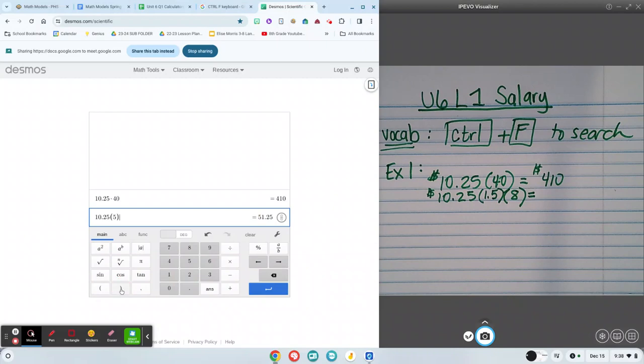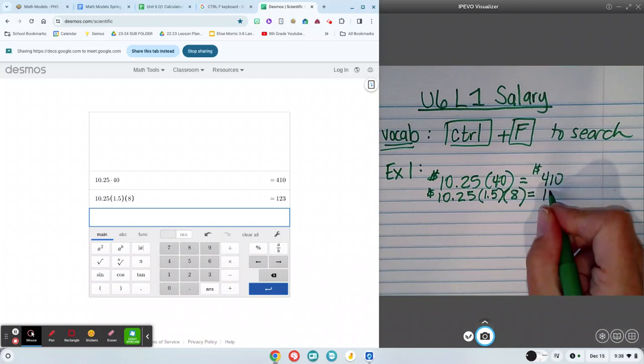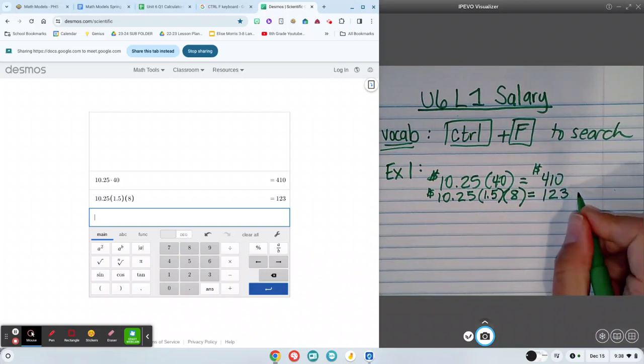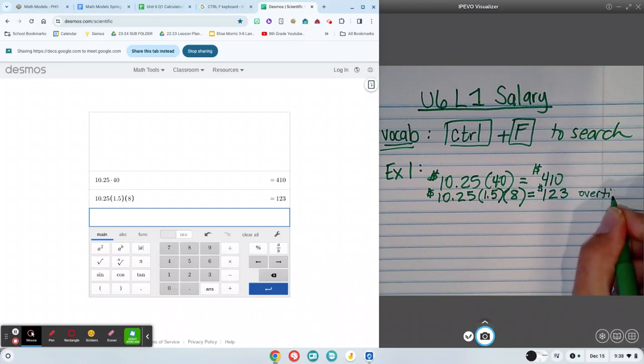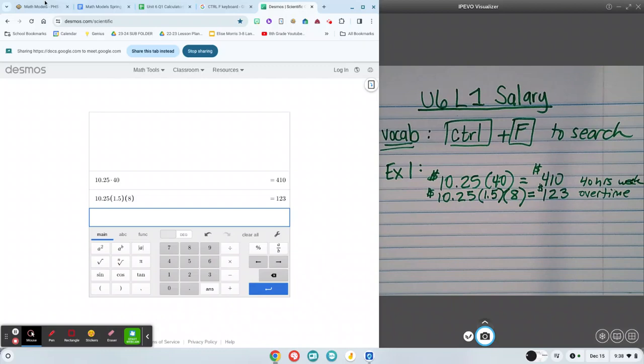1.5, right? Parentheses stuck together means they're multiplied. I need to slow down. It's not getting there. There you go. 10.25 times 1.5 times 8. $123 for that 1 Saturday of overtime. So that's your overtime pay, and this is your regular 40 hours per week pay.